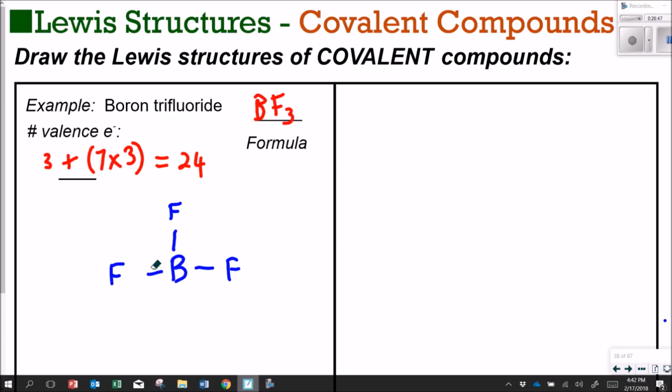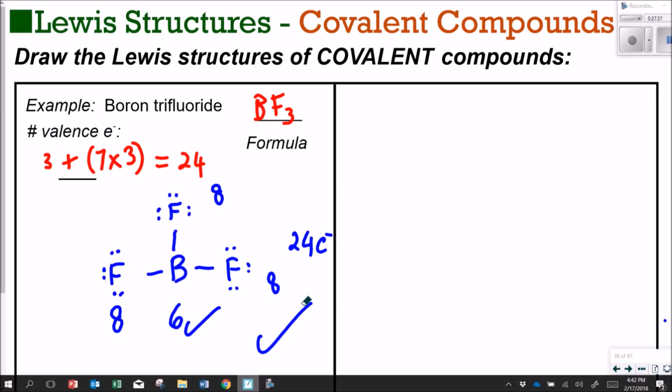Now I give all the fluorines an octet. I've used up 6, 8, 10, 12, 14, 16, 18, 20, 22, 24. I have now used up all my 24 available electrons. And if we check for octets, we have 8 around this fluorine, 8 around this fluorine, and 8 around this fluorine. And boron has 6, which is stable for boron. So I did not add any extra electrons, and this is the correct structure for boron trifluoride.